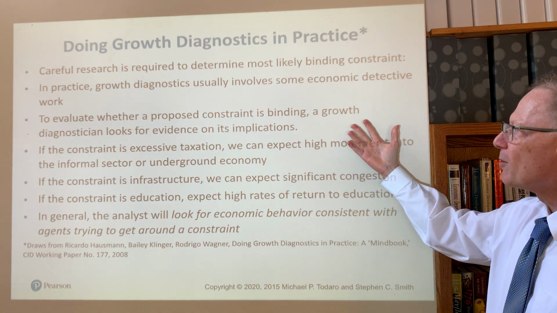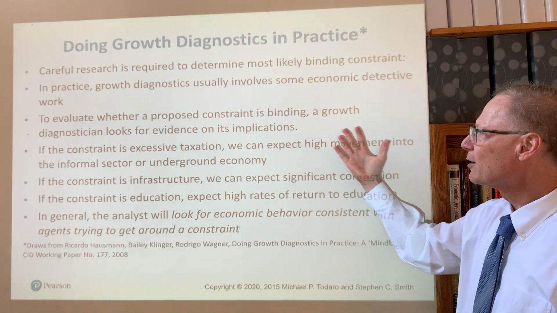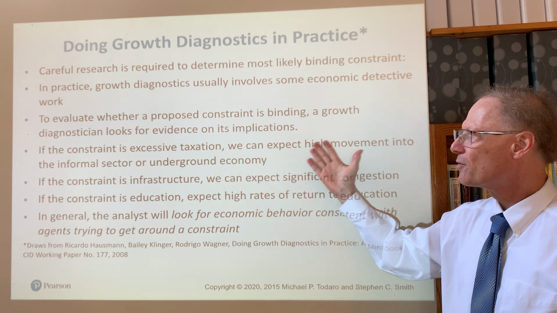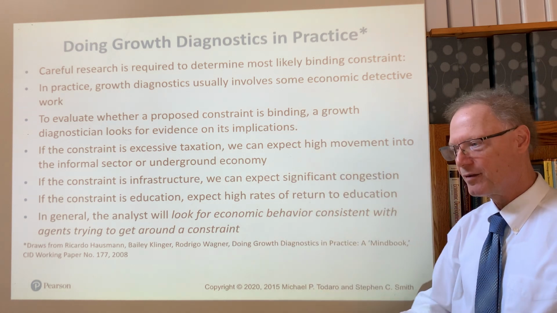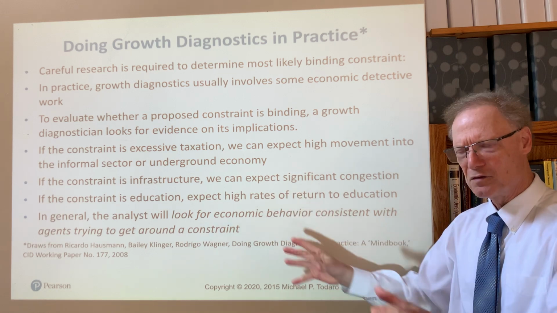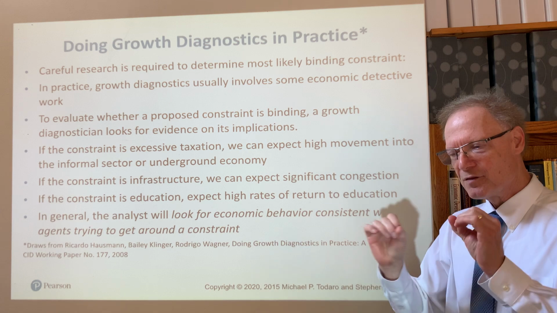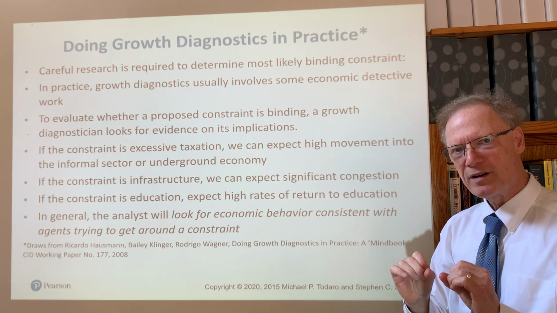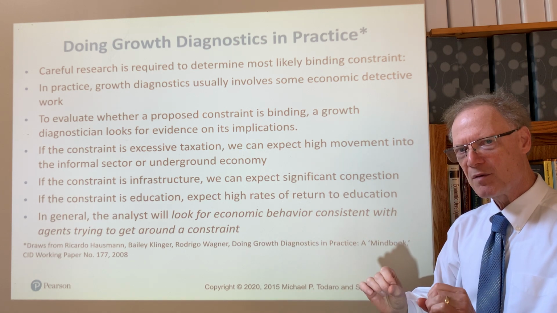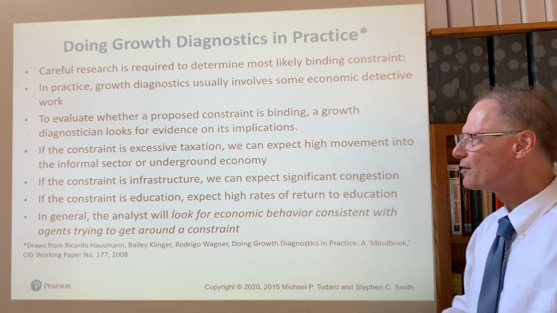So to evaluate whether any proposed constraint is binding or not, one looks for evidence of its implications. You won't find out there a sign somewhere saying this is the binding constraint. You don't see it directly. It's a concept. So you have to consider predictions. If that's the binding constraint, what would be out there? Then you have to look for that evidence.